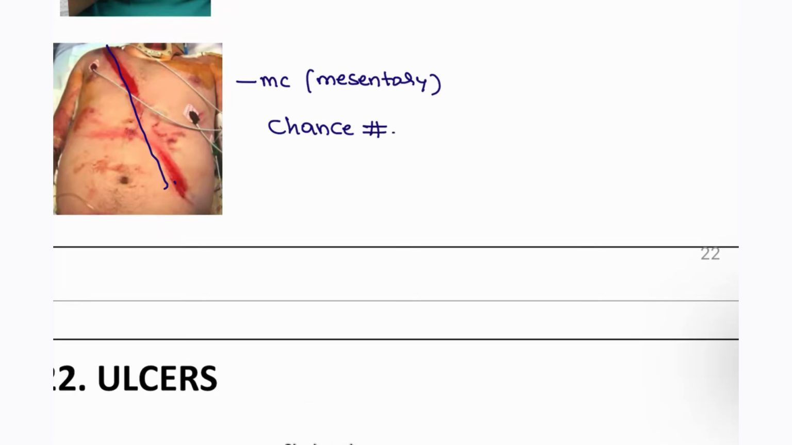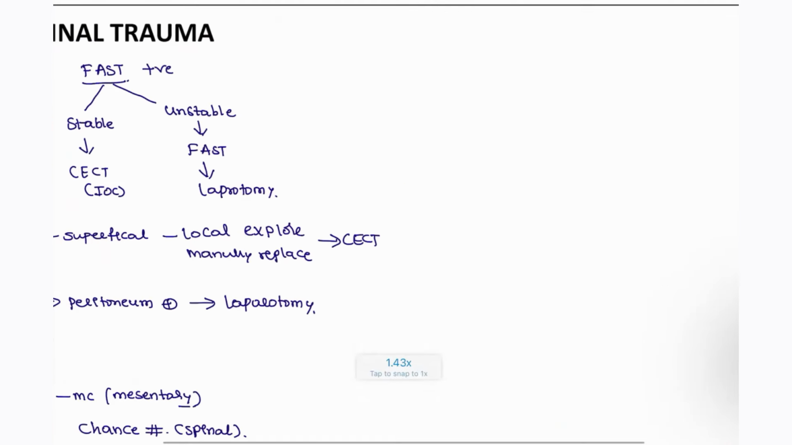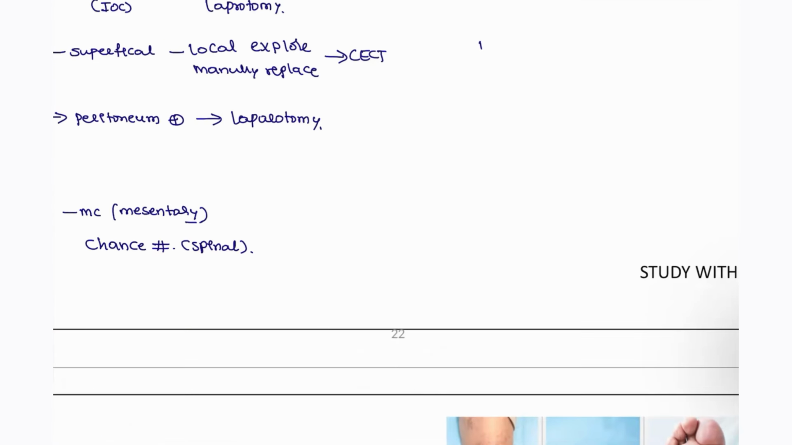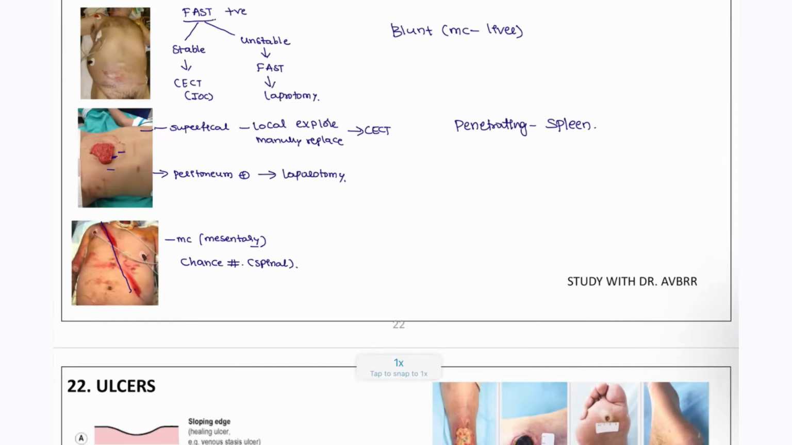What is the Chance fracture? It is seen in the spinal vertebrae, and the mesentery is the one that will be involved. This is how we have to understand it. If it is a blunt injury, the most common organ injured is the liver. If it is a penetrating injury, then the most commonly injured organ is the spleen. This is how you have to understand abdominal trauma.